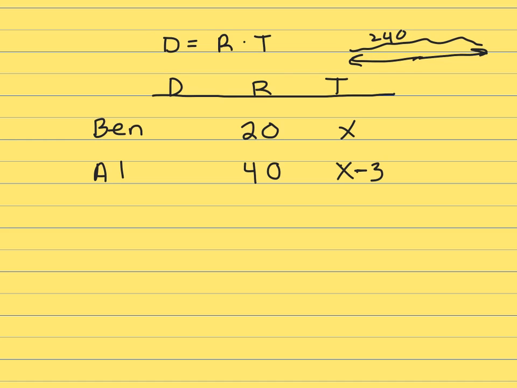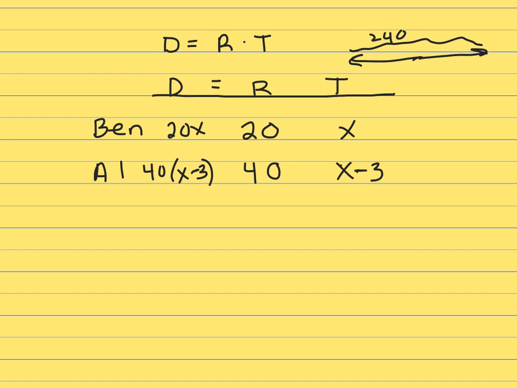Well, in distance, rate, time problems, you always fill in completely 2 columns. It doesn't matter which columns, it's just based on what information is given to you. Now we know that distance equals rate times time. So Ben's distance is 20x. And Al's would be 40 times (x minus 3).